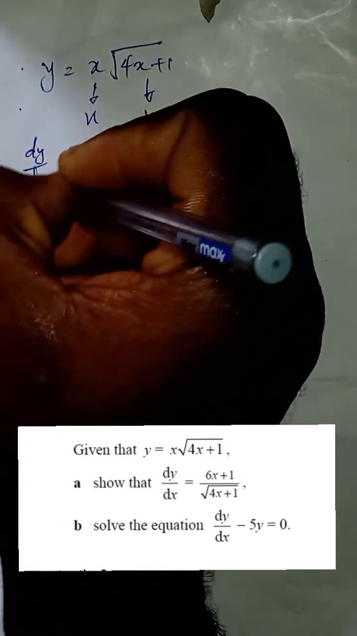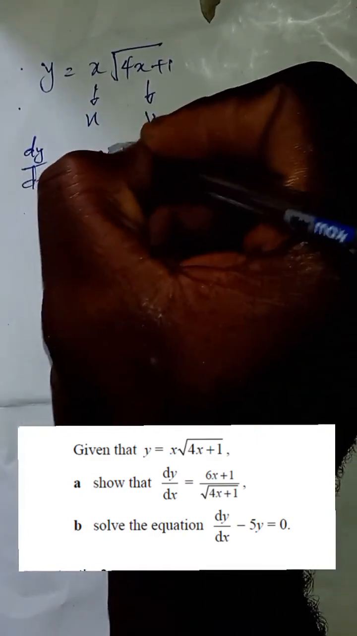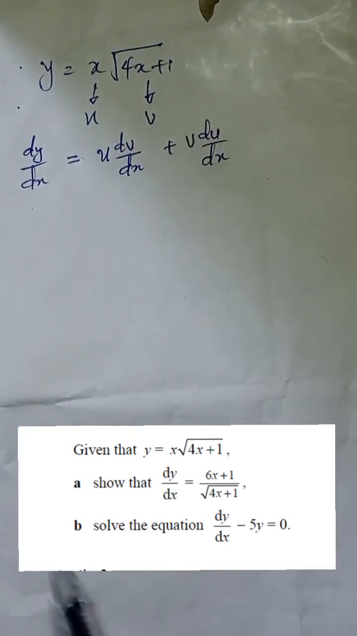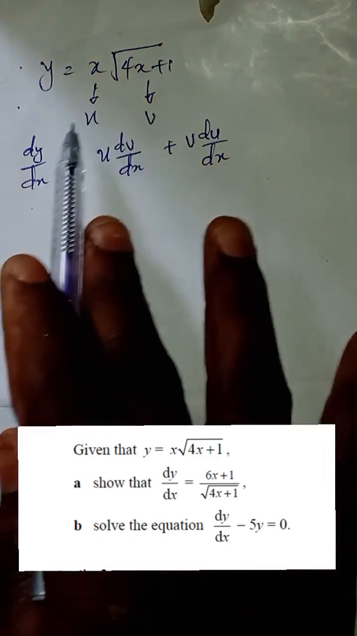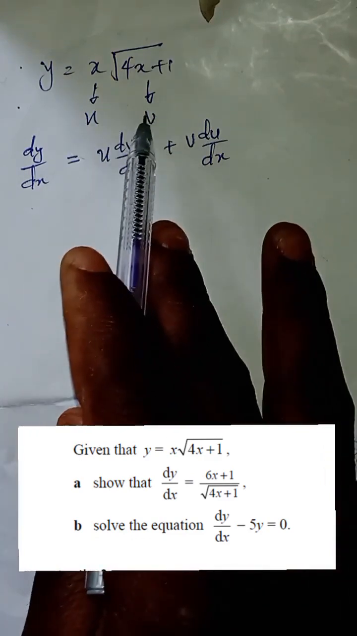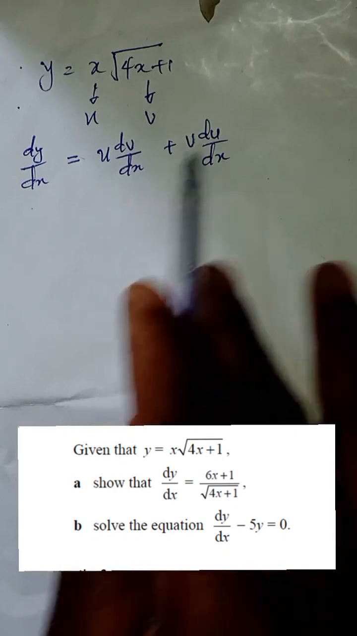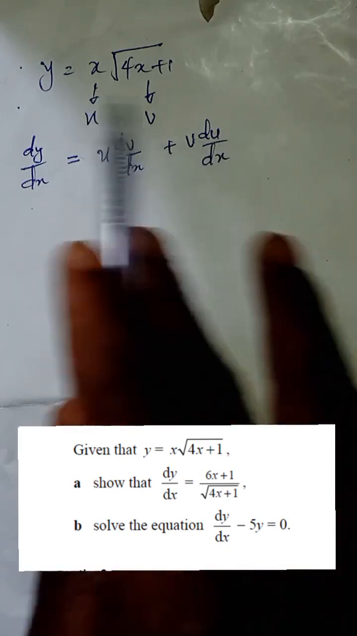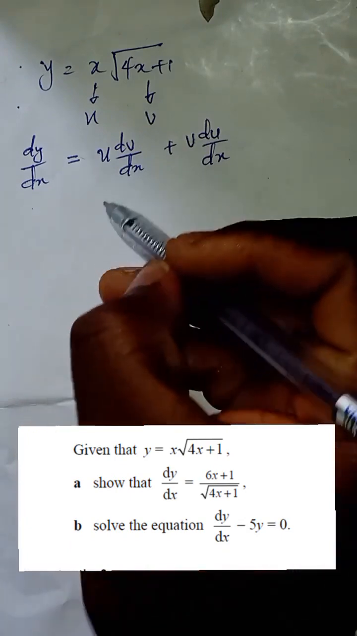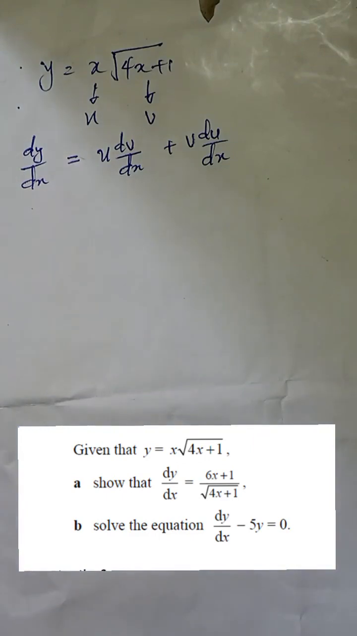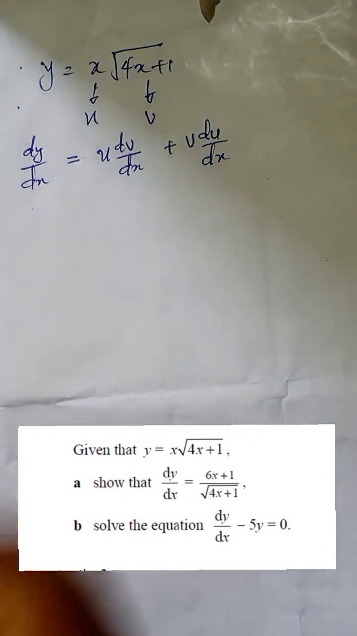Our product rule has a formula, let me just write it out. dy/dx, a formula everybody should know by heart, is equal to u dv/dx plus v du/dx. So you can see u and v, we have used them to represent x and the other value there. What we are looking for is our dv/dx and our du/dx, which means the derivative of those individual functions.